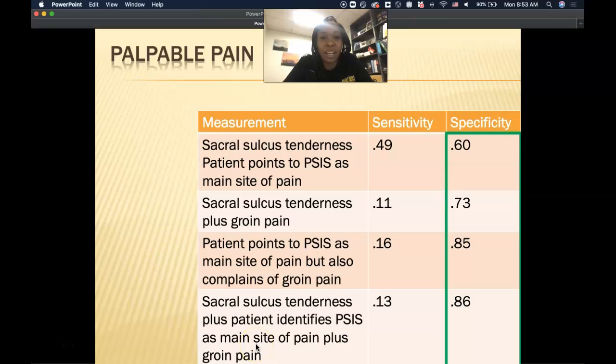Are we tracking there? We're 86% sure. So it has to be an "and," it's not an "or," it's an "all," okay? So they have to have sacral sulcus tenderness, they have to have some pain on the PSIS, and they have to report some type of groin pain, right? You can tell that if groin pain isn't listed, the specificity goes down. It's when groin pain is included that the specificity goes up. So groin pain is actually a huge predictor of patients with SI joint pathology.